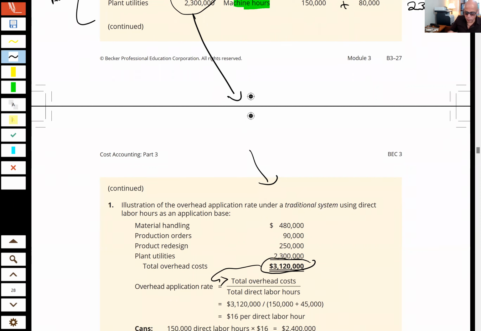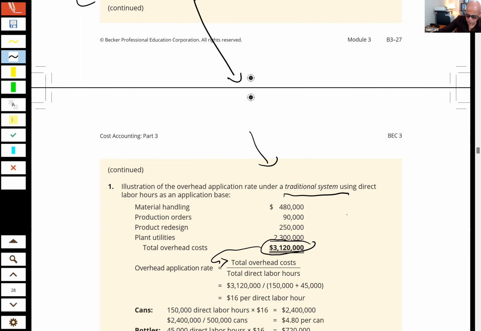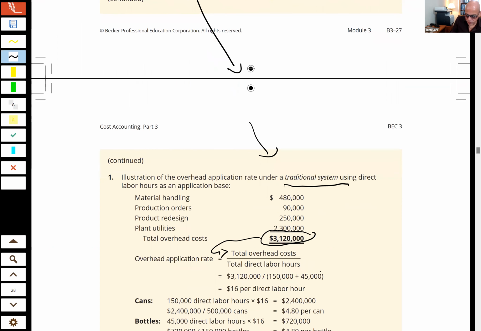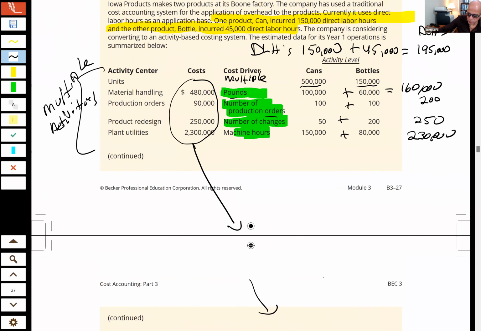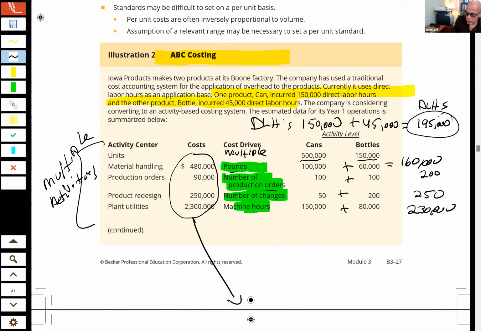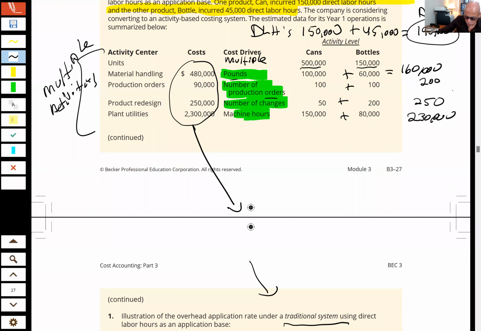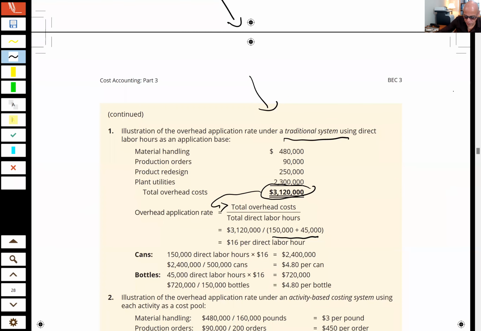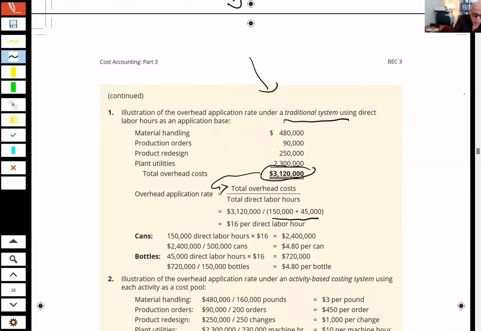We have our total overhead costs, and then we divide it. In traditional, it's going to be divided by a single driver. And remember, I showed you that we have the 195,000 hours. Okay, that was coming from up there, right? 195,000 direct labor hours, we come up with the one rate, which is what we do in a traditional system, and the rate is $16 per direct labor hour.